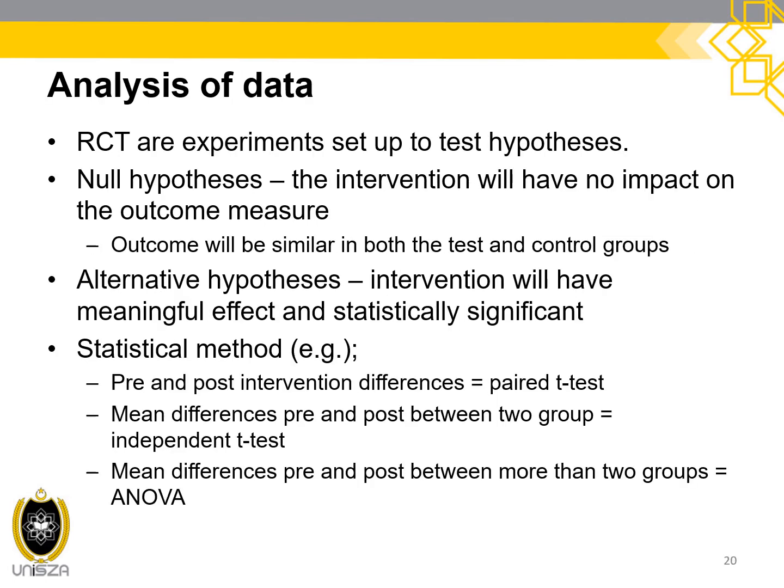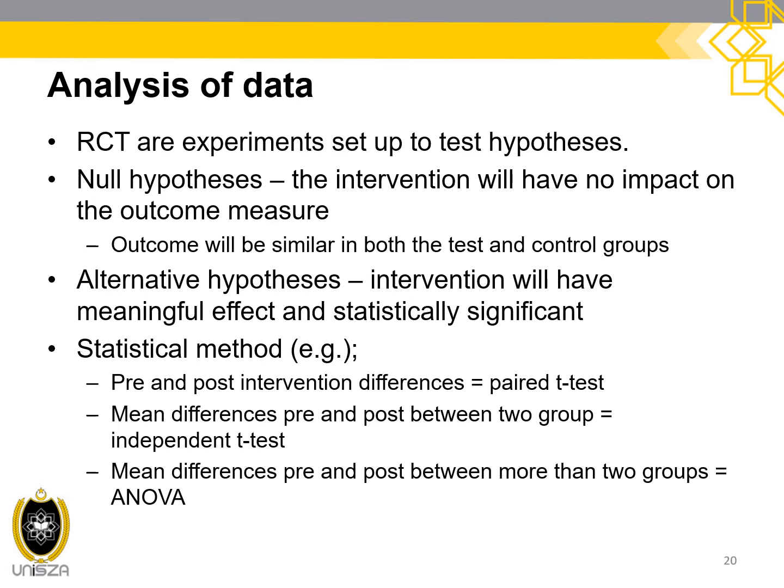Let's now see the analysis of data of RCT. RCTs are experiments set up to test hypotheses. The null hypothesis in RCTs is usually that the intervention will have no impact on the outcome measure. In other words, outcome will be similar in both the test and control groups. The alternative hypothesis in RCTs is that the intervention will have a meaningful and statistically significant effect between intervention and control group.